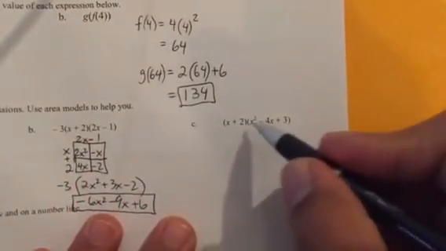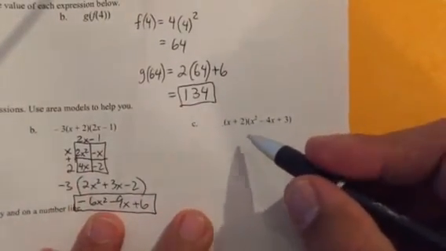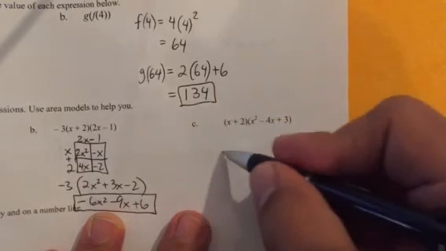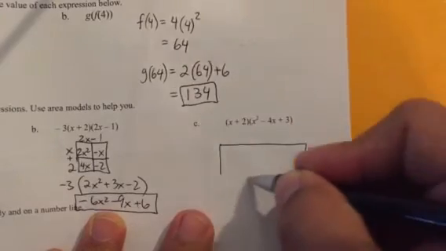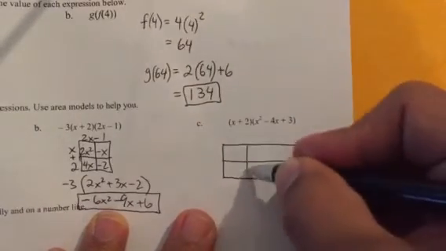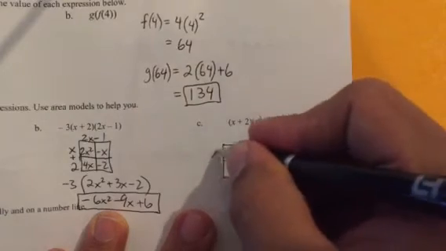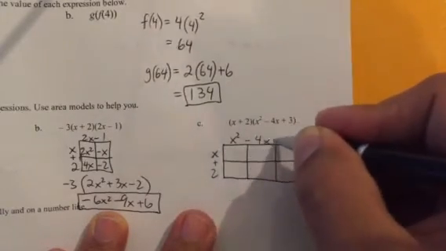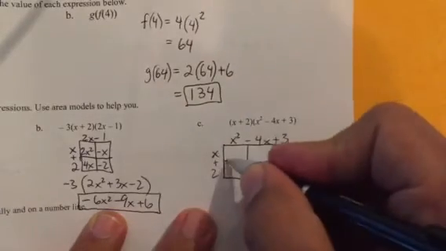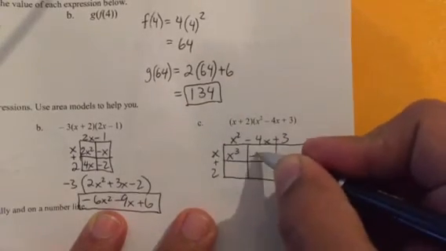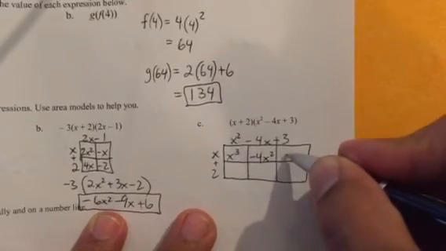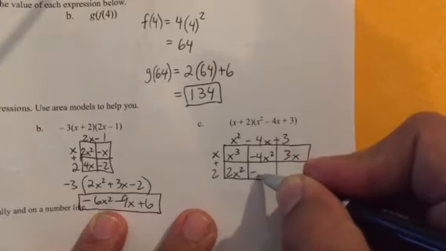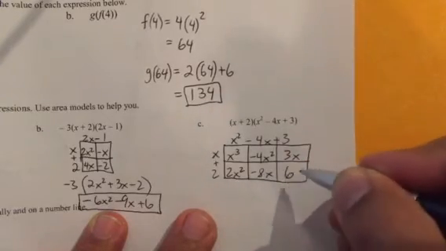For the next one, you can use an area model as well. It's just going to be a 3 by 2. Notice that right here we have 3 terms, and in this one 2 terms. So we can draw something like this. So x plus 2, and then we have x squared minus 4x plus 3, and we're going to get x cubed minus 4x squared, and then right here we're going to get 3x, here we're going to get 2x squared, negative 8x, and then here we're going to get 6.